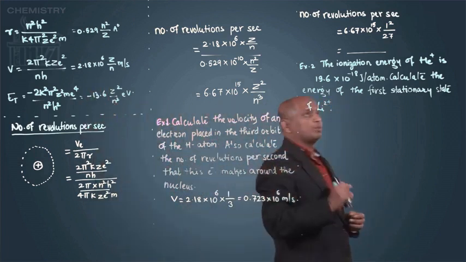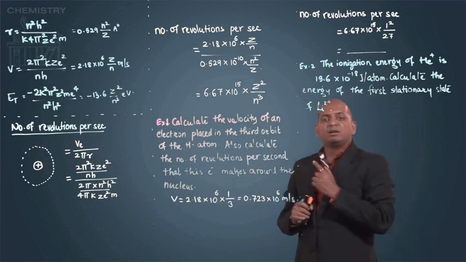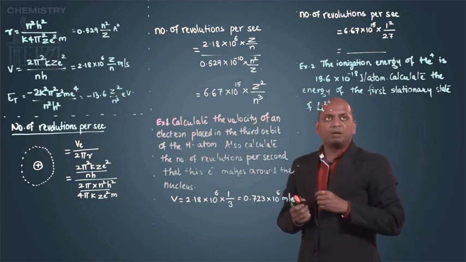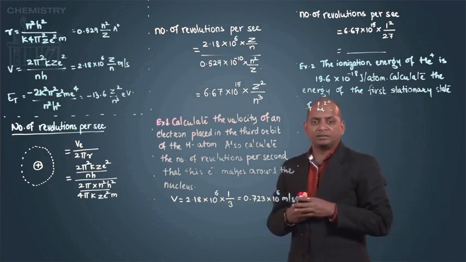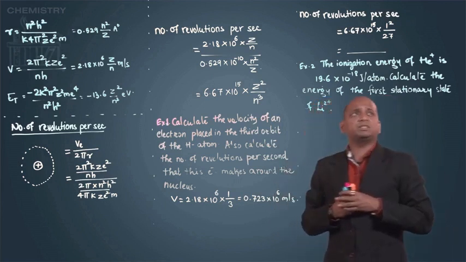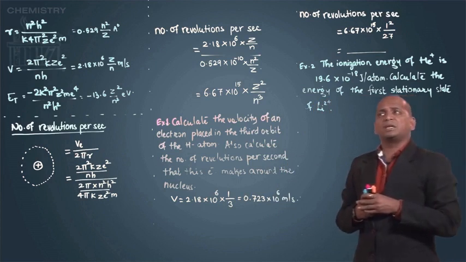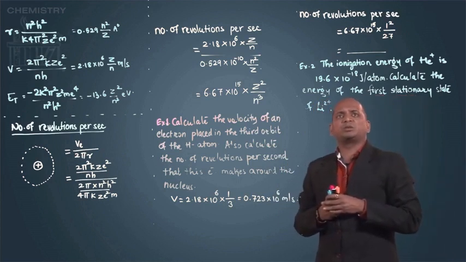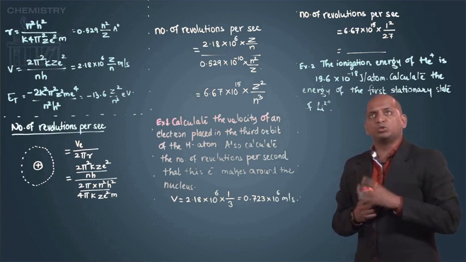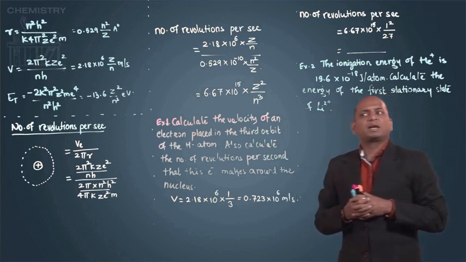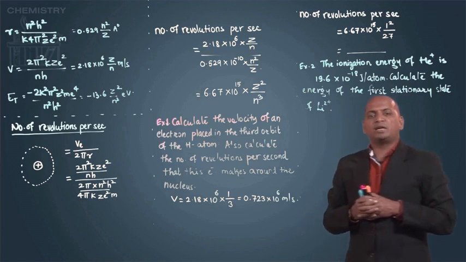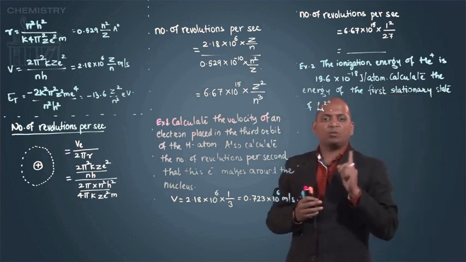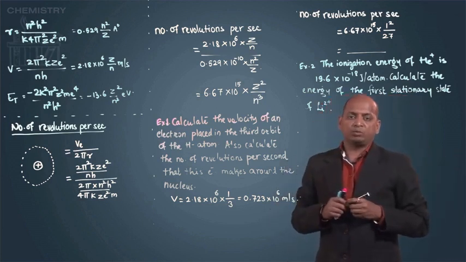Now there is one more problem, in which we have discussed the concept of ionization energy and excitation energy. So this problem is: the ionization energy of He plus is 19.6 into 10 raised to minus 18 joules per atom. Calculate the energy of the first stationary state of Li2 plus. First stationary state, n is equal to 1.